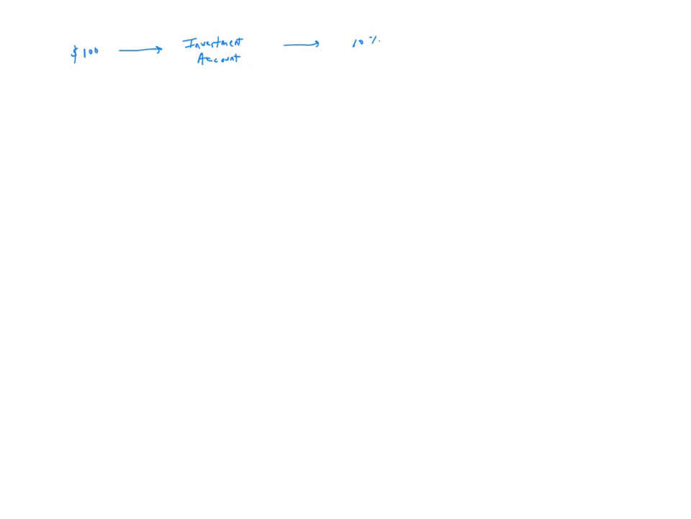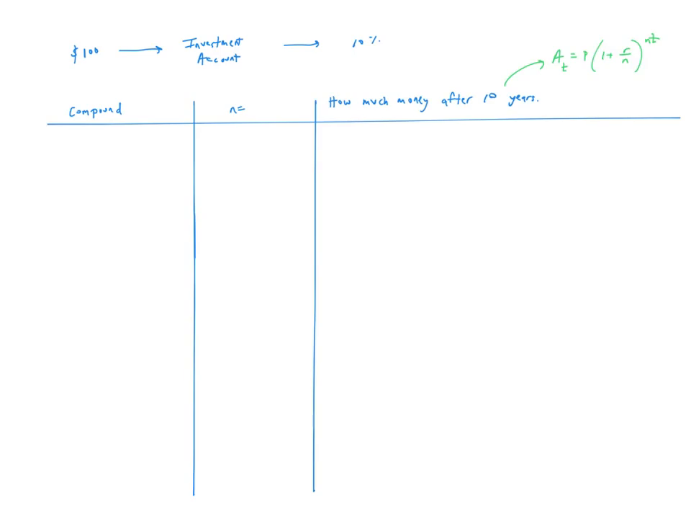Okay, so let's run an experiment. Let's consider that $100 that we're putting into an investment account that we're getting a 10% interest rate for. And we'll make a little chart for ourselves. In the first column we have compound, the second column we have what n equals, and in the third column we have how much money is going to be in our account after 10 years. If the bank compounds yearly, that means n is equal to 1. The amount of money after 10 years, using our formula, can be calculated to be $259.37 to the nearest cent.